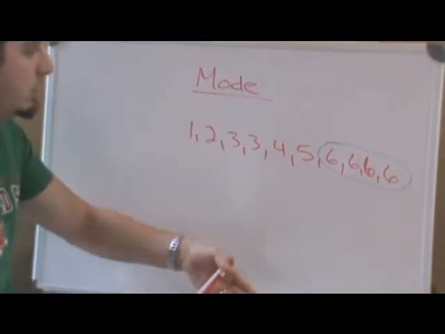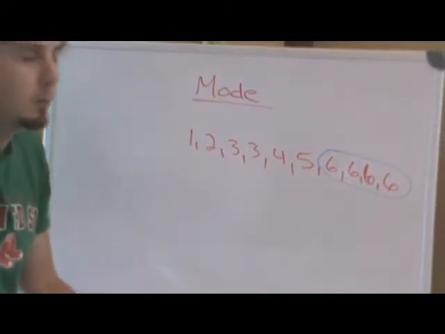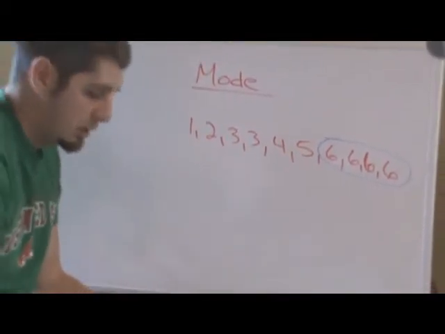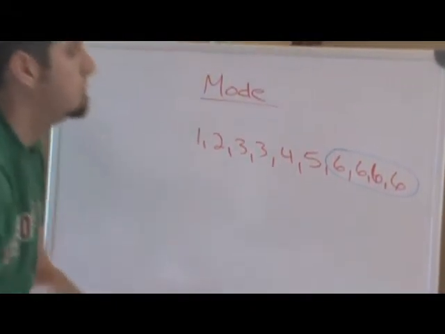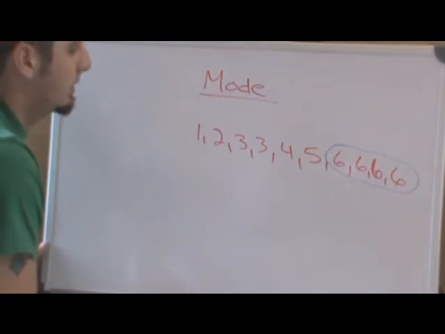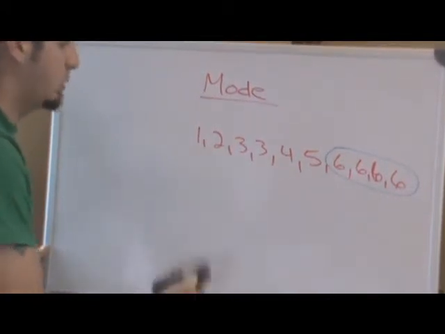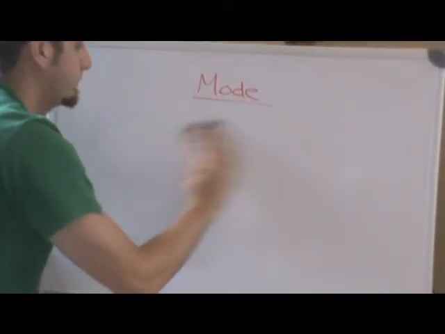If you have 2 numbers that appeared 4 times in this list, then both of those numbers would be your mode, as long as 4 was the largest amount of times any number was seen. So you can have more than one mode, but mode is just simply any number that is seen or shown or represented the most amount of times. Range is the last one we're going to go over.